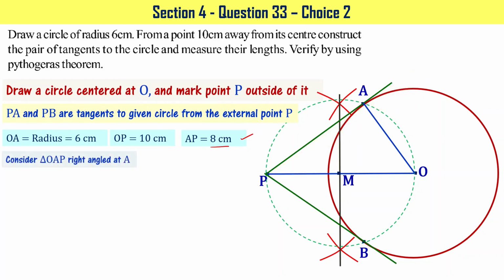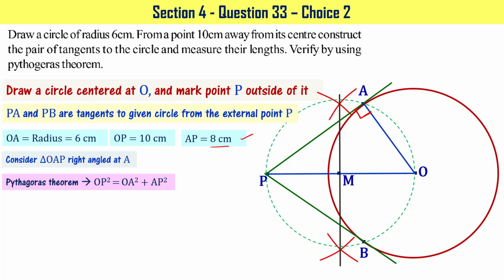Let us consider triangle OAP right angled at A. This is a right angle, because a tangent is perpendicular to the radius through the point of contact. This is a theorem. So angle A is 90 degrees. It means OP is the hypotenuse of this triangle. So as per Pythagoras theorem, OP square is going to be OA square plus AP square.